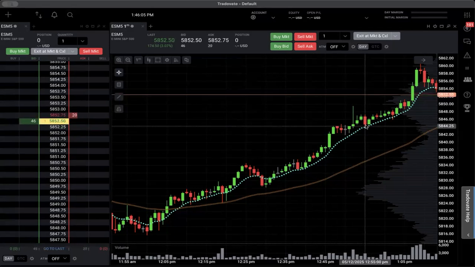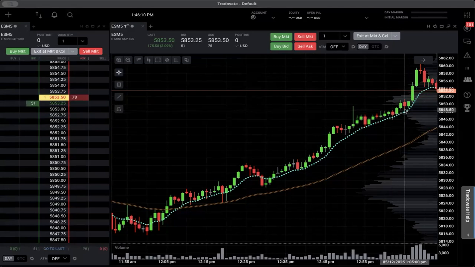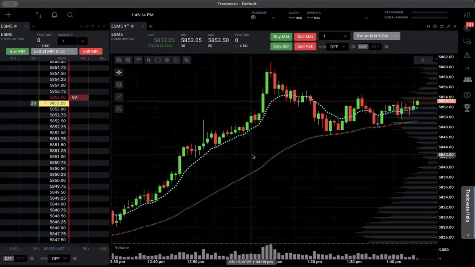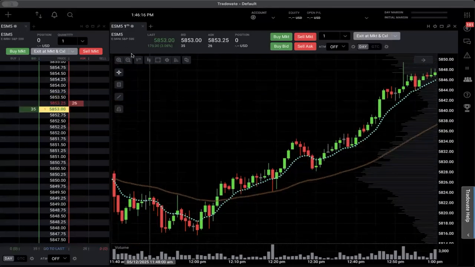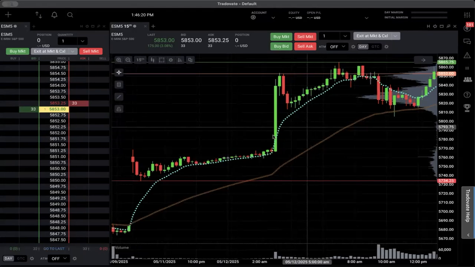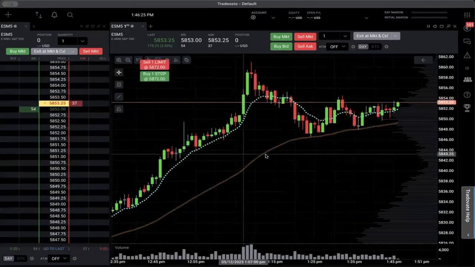Yes, 9 may bounce. That's 4. How about this one? That's 5, right? This one we can count. How about this one? 6. Okay, 6 opportunities. Now this is the 1 minute chart. We have 6 opportunities potentially in the same 30 minute time frame.